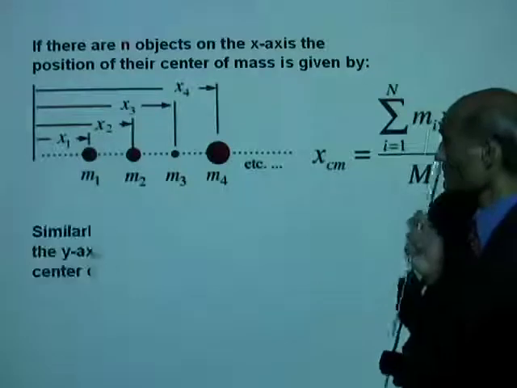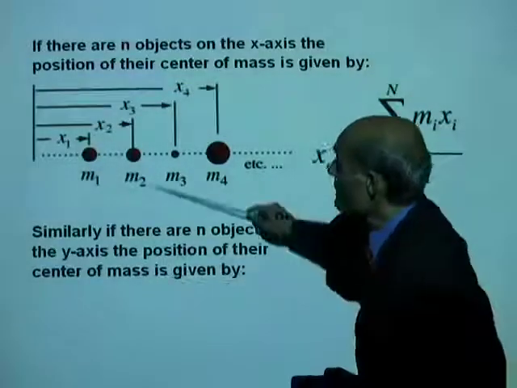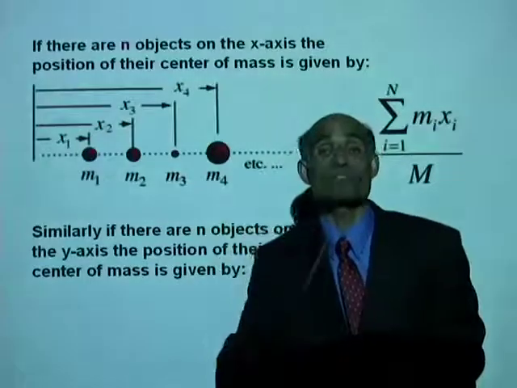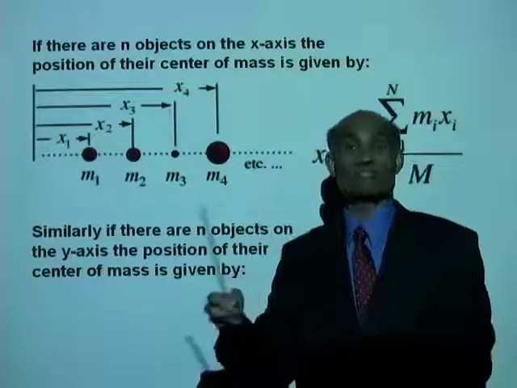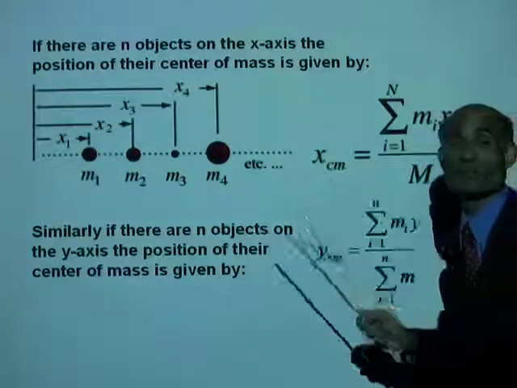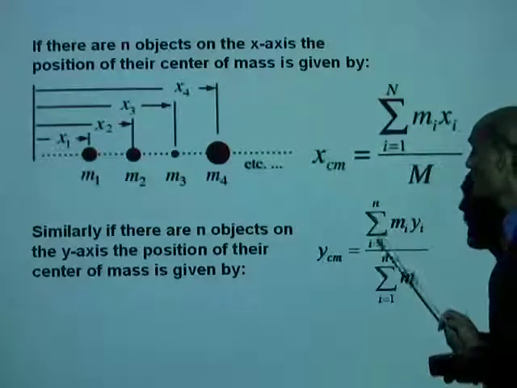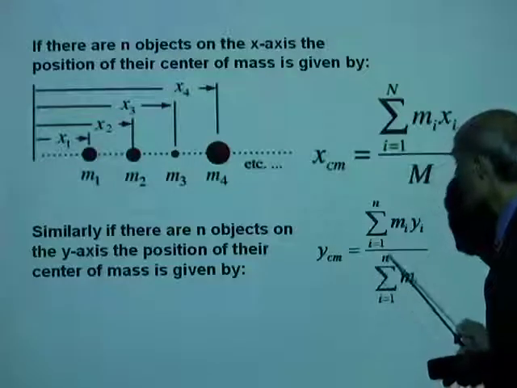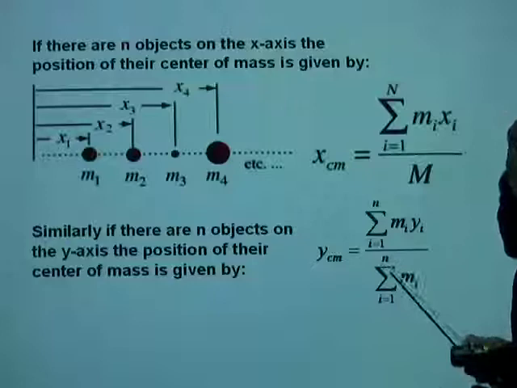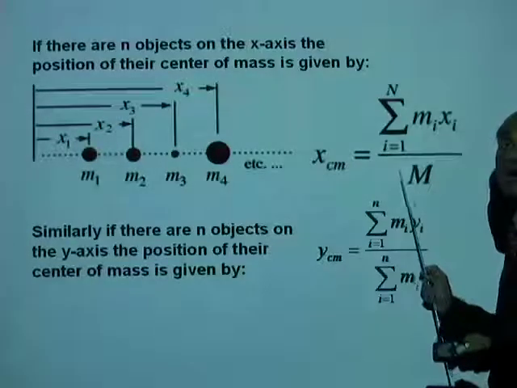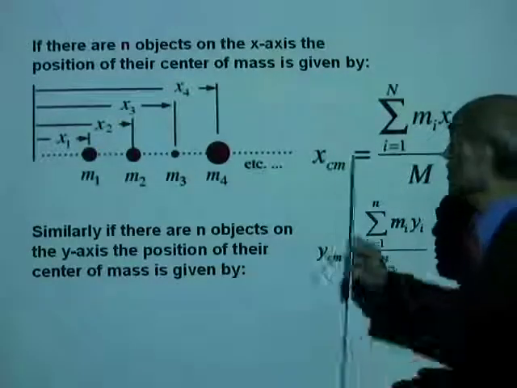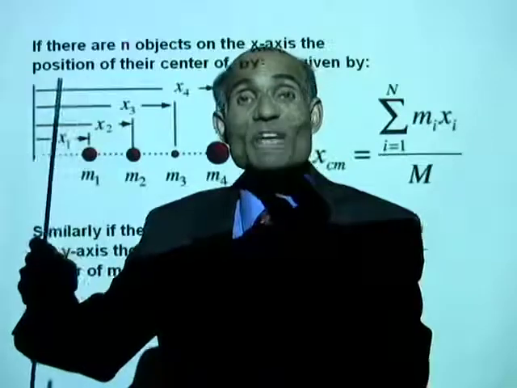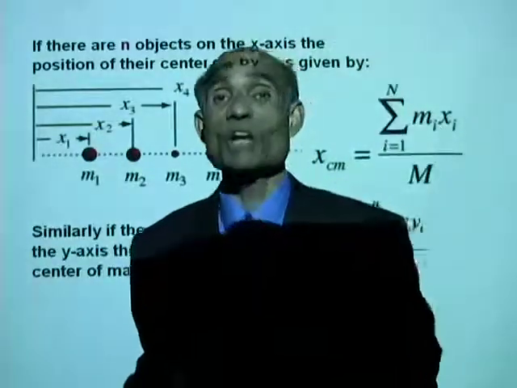Now, similarly, if you have these n objects on the y-axis, then their center of mass will be somewhere along the y-axis, and we can represent that by y center of mass. Can you write a similar equation for that? It will be y center of mass equal to summation i equal to 1 to n mi yi over summation i equal to 1 to n mi. Well, this is what we call m1 plus m2 plus m3 plus m4, which is the same as the uppercase M. So, if you remember these two simple equations, you can find the position of the center of mass along the x-axis and the position of the center of mass along the y-axis.